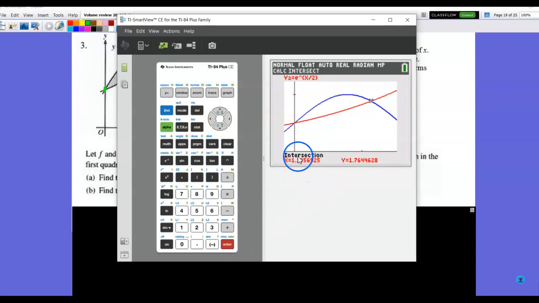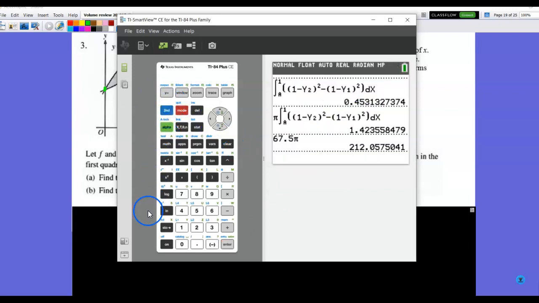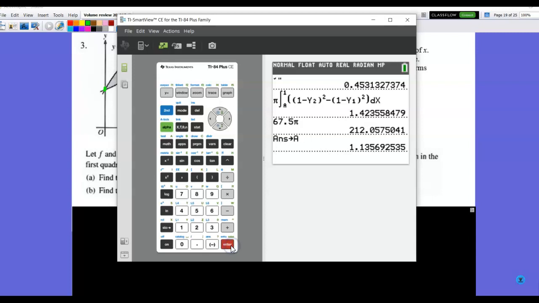Now this point of intersection is not 0, so I'm going to store it. And remember, the way we do that is second quit, store, alpha A. I realize we had something stored in alpha A before. It overwrites what's there. So now what's stored in alpha A is 1.136 or 5, a long decimal number actually. On my paper, I'm going to record 1.136 for setting up my integral.